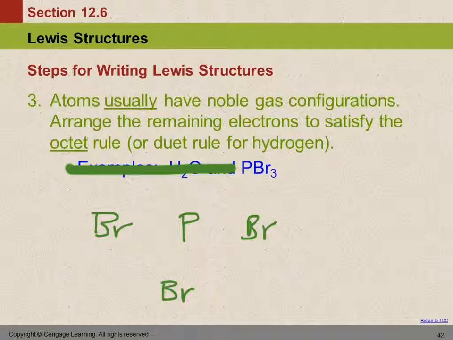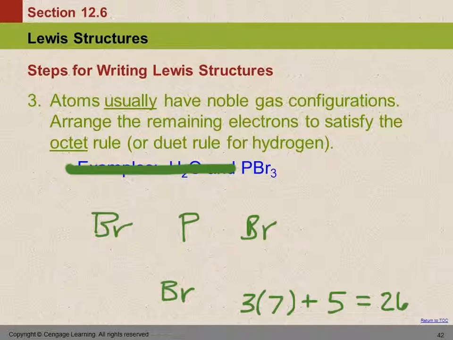So here we've got 3 bromines and a phosphorus. We need to figure out how many dots we have to play with. Bromine. We've got 3 bromines. Bromine is in what group in the periodic table? Group 7A, so it has how many valence electrons? 7. So we've got 3 of those, and they each have 7. What about phosphorus? 5. It's in group 5. So we've got 3 times 7 is 21 plus 5 is 26.